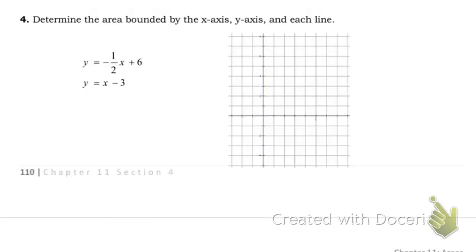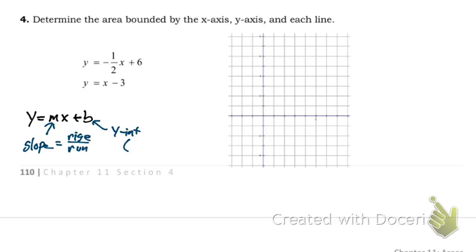You have 3 problems at the end. We are going to determine the area bounded by the x, y, and each line. So the first thing we have to talk about is how to graph a line. So both of these lines are in slope-intercept form, and on the homework it'll also be in slope-intercept form. Remember, with slope-intercept form, it's y equals mx plus b, where your m is your slope, which is your rise over run. And that b value is going to be your y-intercept.